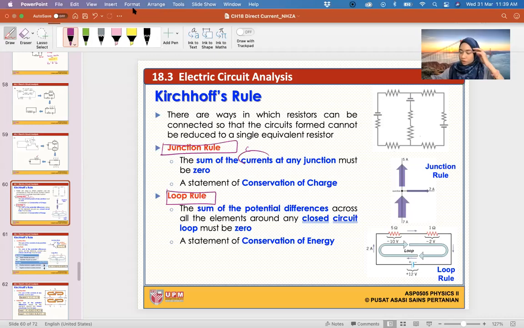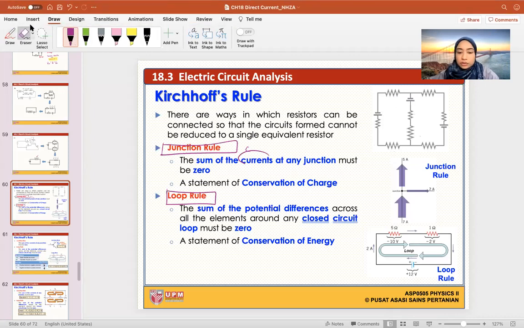Okay. So we have two rules, the junction rule and the loop rule. The junction rule refers to the current, whereas the loop rule is about voltages. So this guy is your I, this guy is your V.